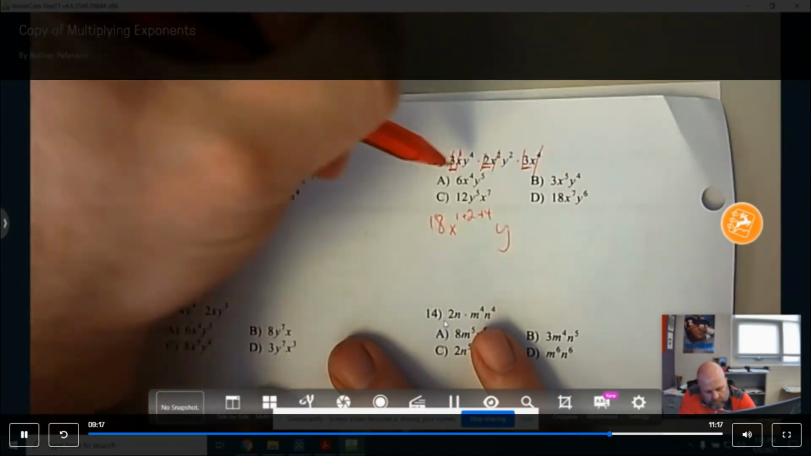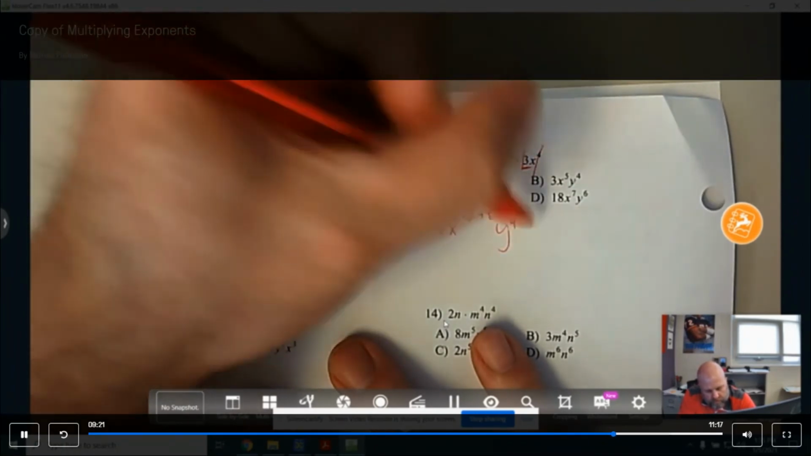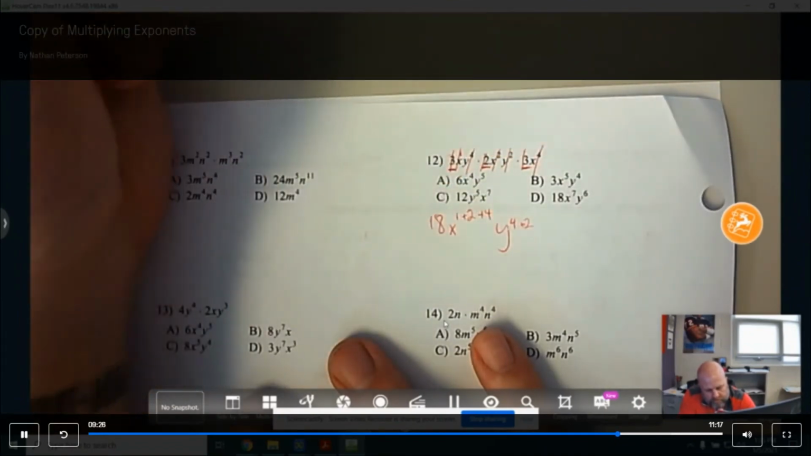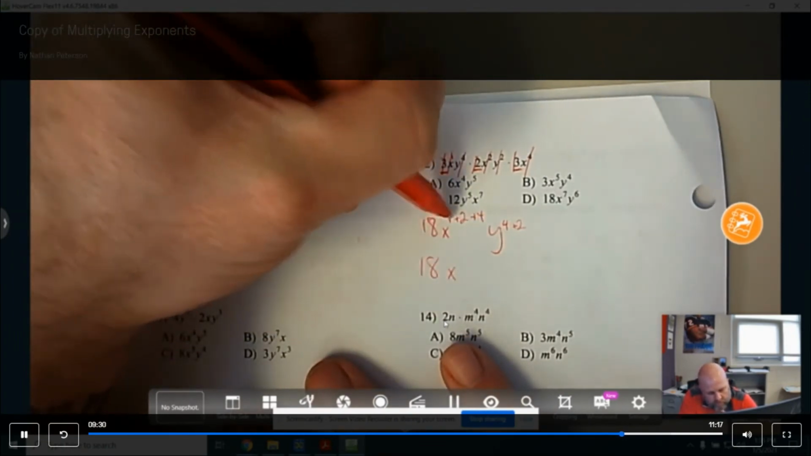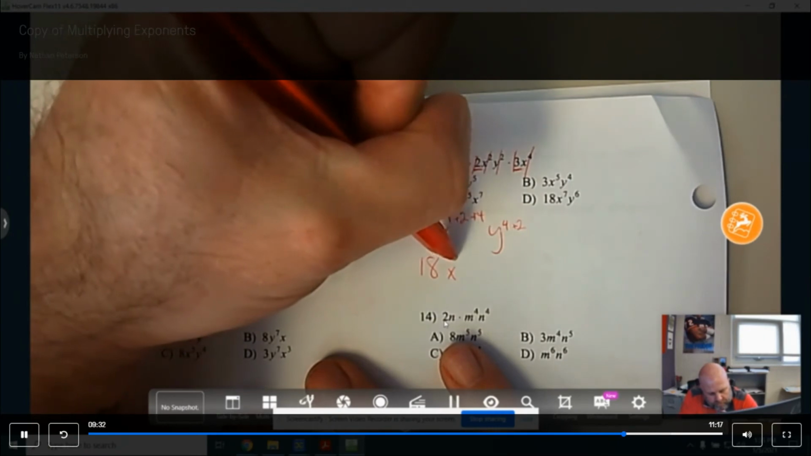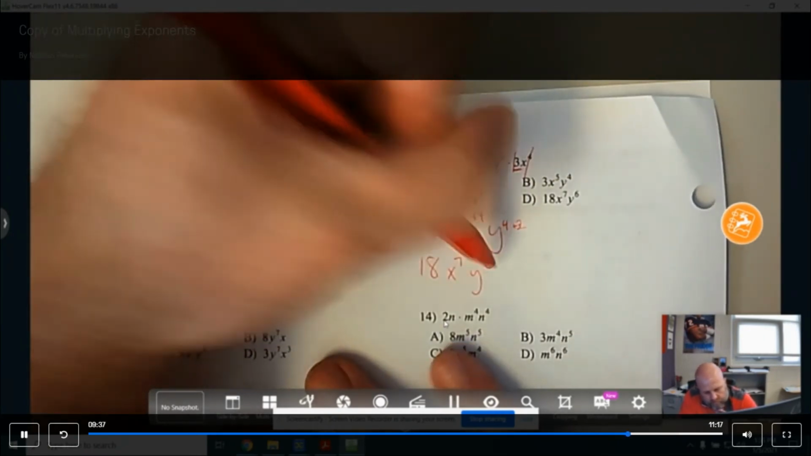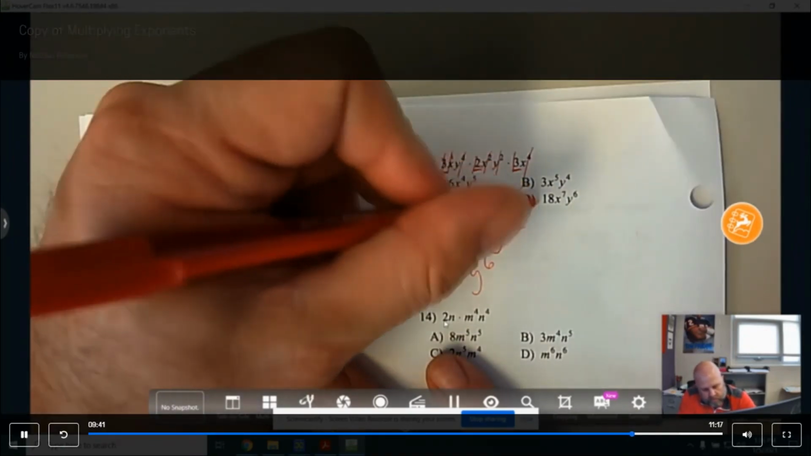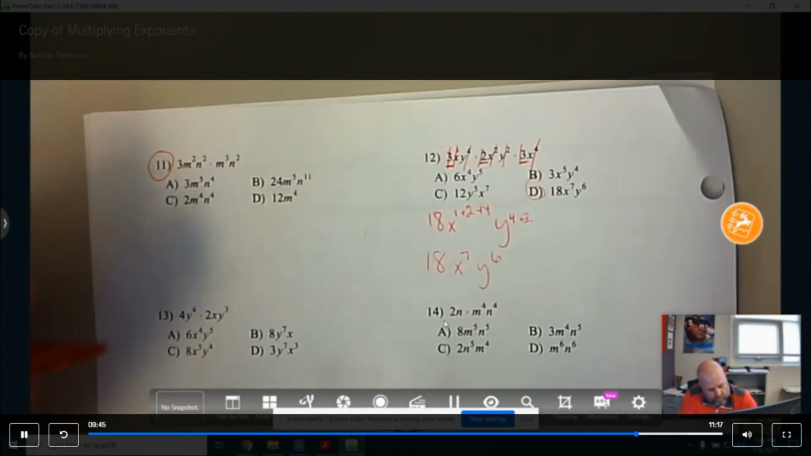Okay, looking at the y's. I have 4 y's here. I've got 2 y's there. And there's no y's there. So clean it up. You got 18x. 1 plus 2 is 3, plus 4 gives you 7. And then y, 4 and 2, gives you 6. So 18x to the 7th, y to the 6th, does match up with letter D. Okay, you guys do number 13.